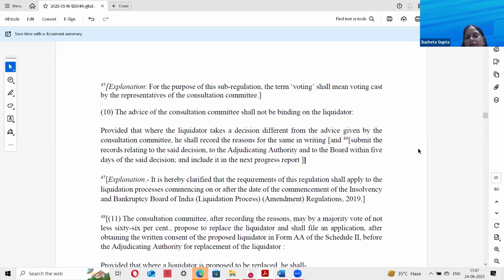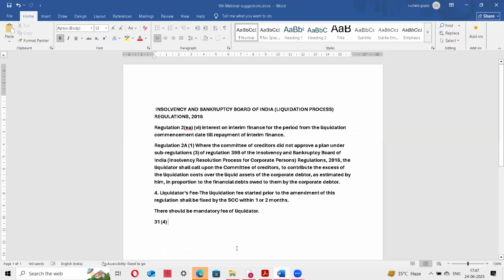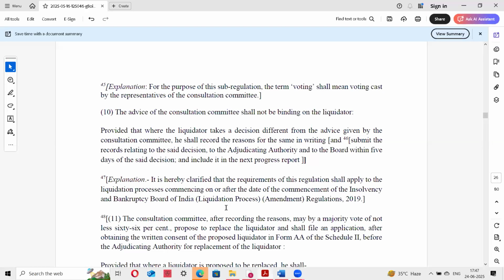So, sir, what is the solution? The stakeholders are the main stakeholders. How can a liquidator's decision be questioned even by the NCLT? So it is only intimation. There are instances of complaint to IBBI in these matters. Yes, so, sir, please suggest what amendment is exactly required in this regulation.